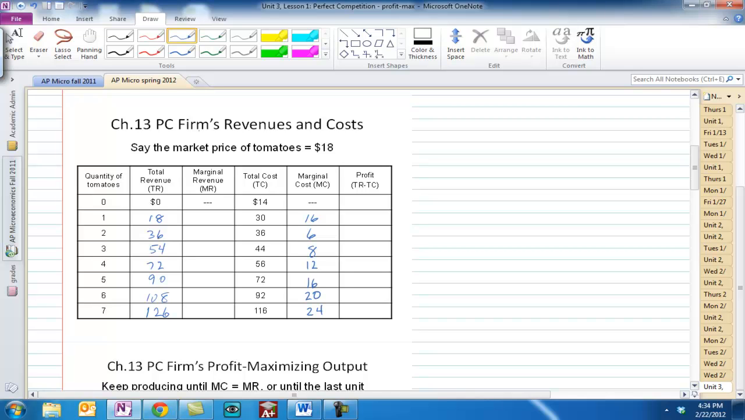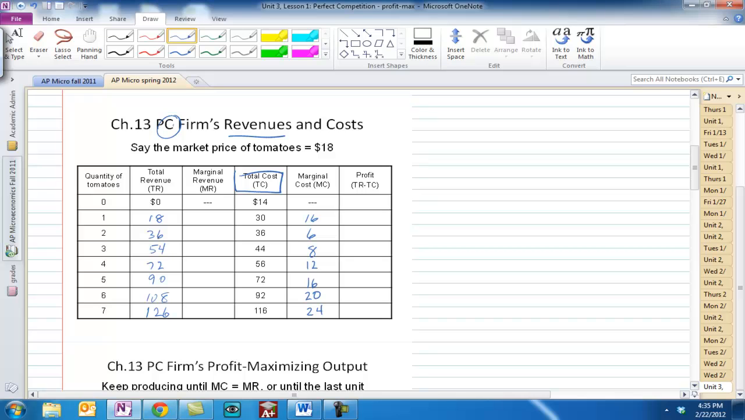So we're going to start off with an analysis of a situation where a perfectly competitive firm, PC will stand for perfectly competitive from here on out, has a certain cost structure, which is shown by this total cost column. We see that. I've already filled in the marginal costs. You should be very familiar with how to find that at this point. And now the new piece to add to the puzzle is the firm's revenues.